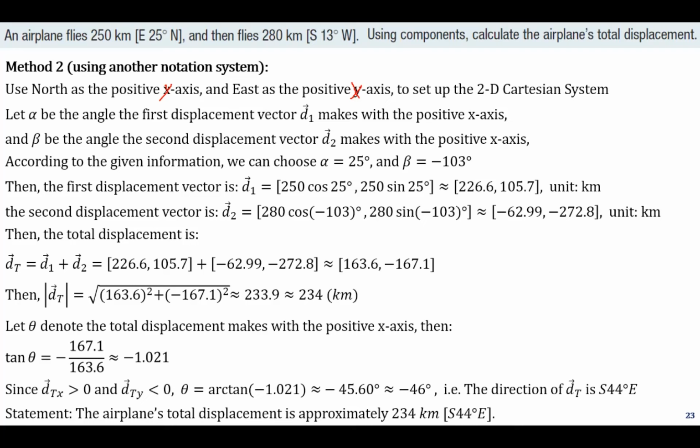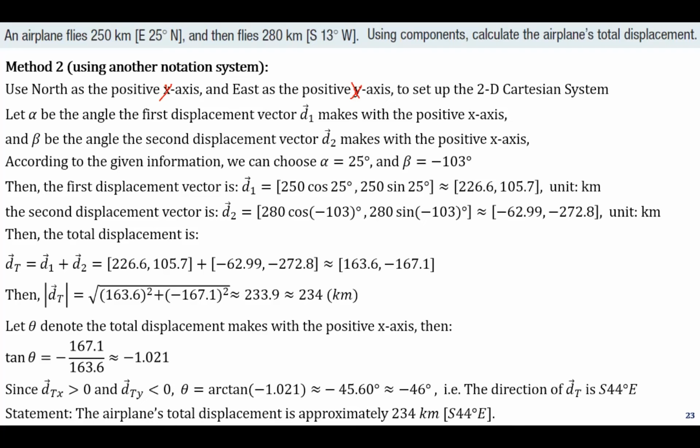So the negative symbol here just denotes the direction of the two components are opposite to the designated positive directions along the two directions. Then the total displacement of the two components here is dt equals d1 plus d2, right? So note here, we have already expressed d1 and d2 using Cartesian vectors. So simply put their Cartesian vectors to add them. Simply add the x components and then add the y components. So the total displacement dt equals 163.6, then -167.1. These are the two components for the total displacement.